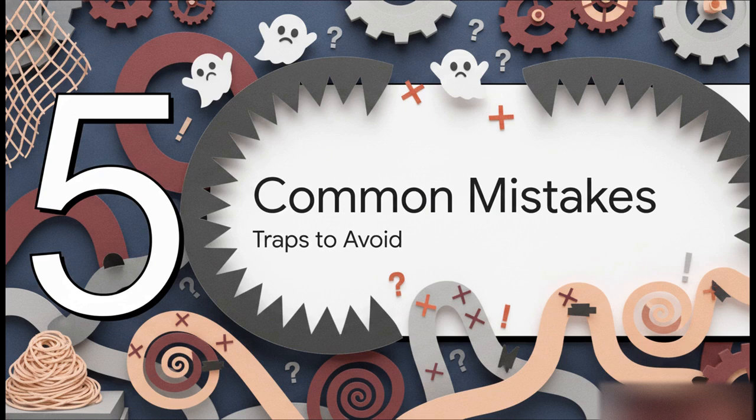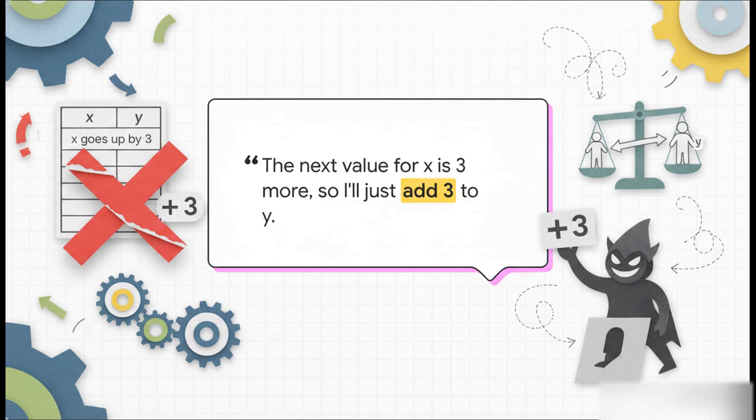Now we have to face the villains of our chapter. These are the traps, the common misconceptions that consistently steal marks away from students on test day. The first villain is what I call the additive trap. Third Space Learning warns that when students look at a table of values, they might notice that x went up by 3 and mistakenly assume they just need to add 3 to y to find the next number.